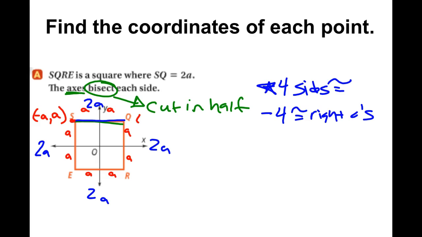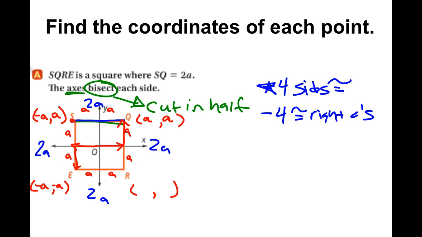And I can do a similar thing to go get Q. I can see that Q went to the right A, which is positive, and then it went up A, which is also a positive for my y value. And using that information, I can now get E and R. So I go for E. E went back and down. Back is a negative, and down is a negative. So it went negative A, negative A.